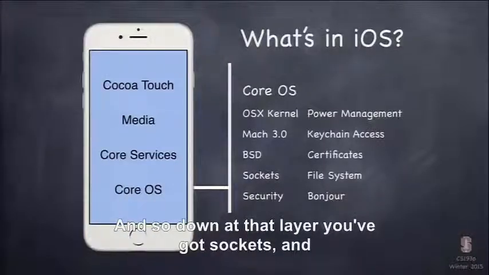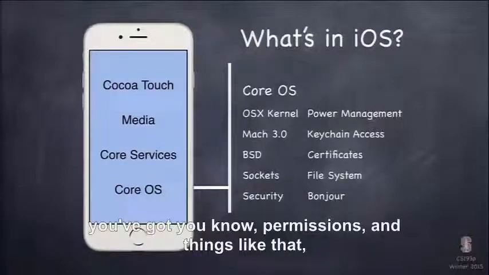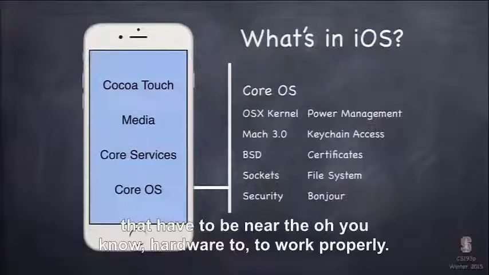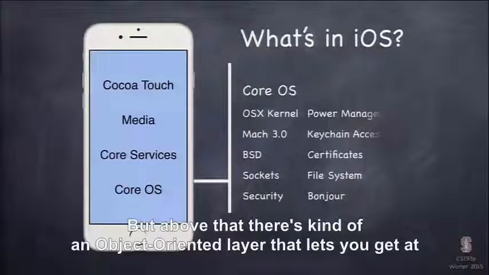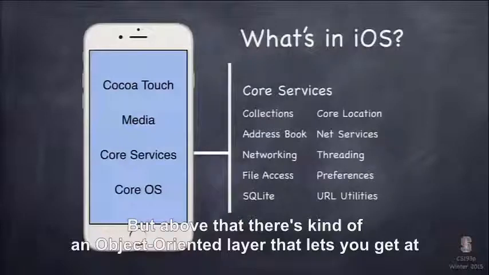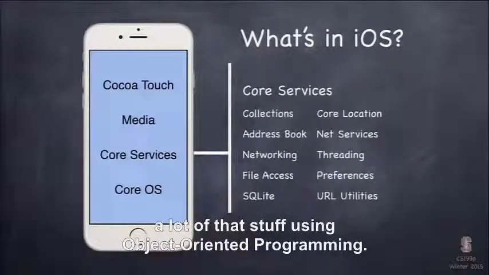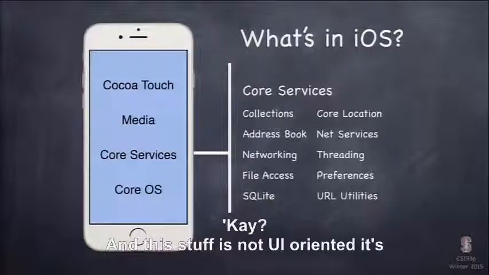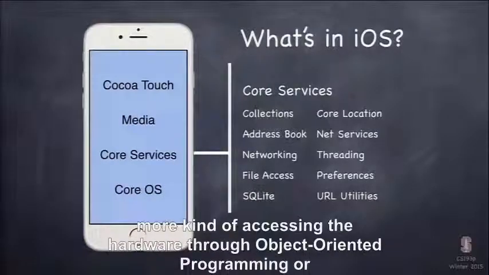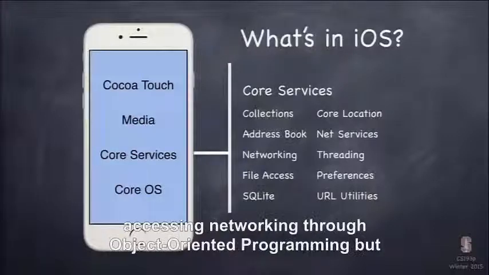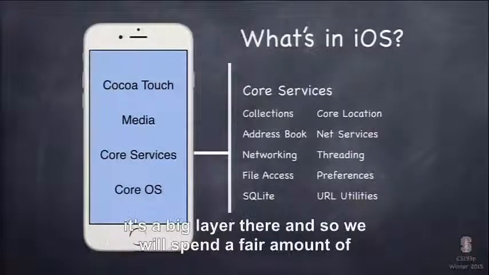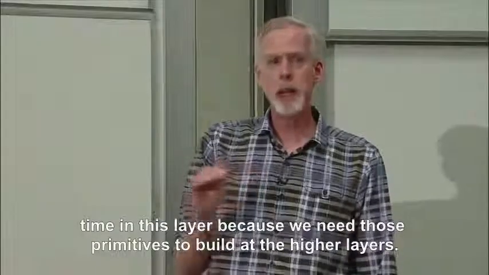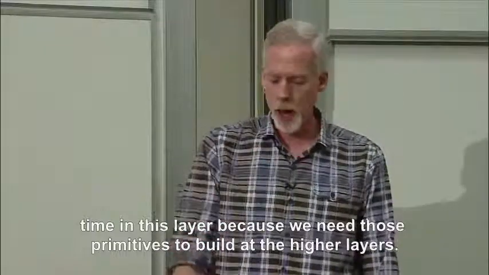And so down at that layer, you've got sockets and permissions and things like that that have to be near the hardware to work properly. But above that, there's an object-oriented layer that lets you get at a lot of that stuff using object-oriented programming. This stuff is not UI oriented. It's more accessing the hardware through object-oriented programming or accessing networking through object-oriented programming. It's a big layer there. And so we will spend a fair amount of our time in this layer because we need those primitives to build at the higher layers.